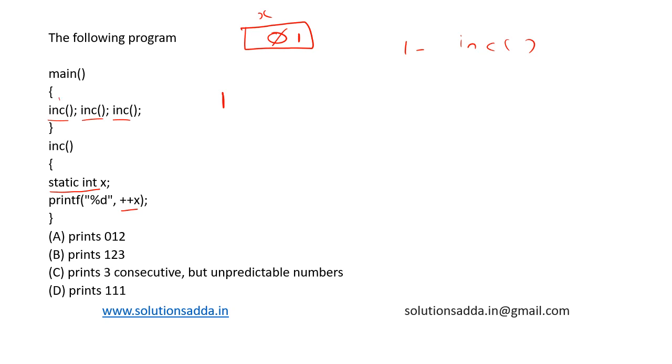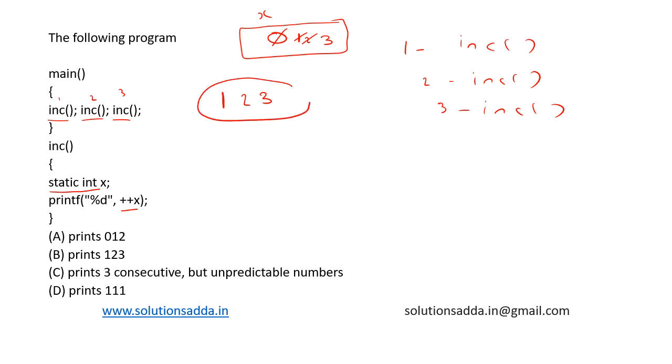Then it will be calling inc again, the second time. Now the x value is 1. It is performing pre-incrementing. It will be 2. So we'll print 2. Now after this, the third inc operation is called. It will be printing ++x, that is 3. So it will print 3. So this is what is printed: 1, 2 and 3. So based on the options, option B, which prints 1, 2, 3, is the right answer.